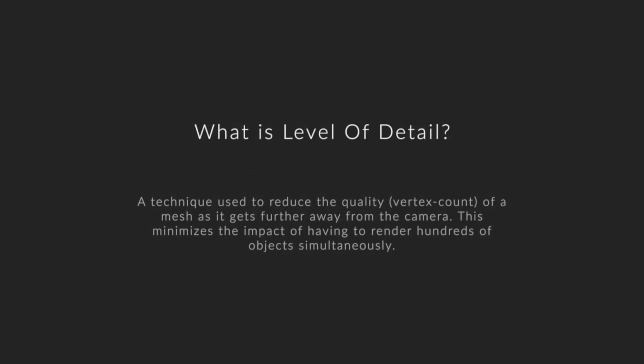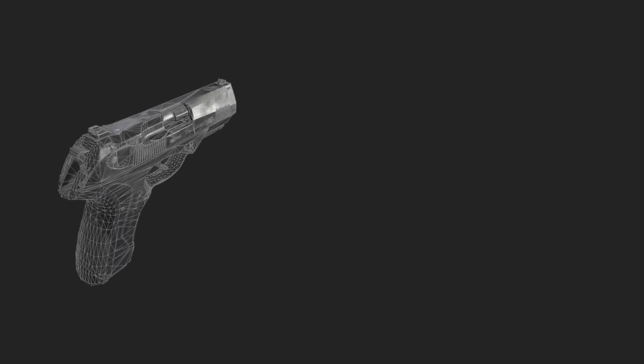Finally, I would like to take a look at a couple more concepts that are a bit outside the scope of this video. Level of detail, or LOD, is a technique used to reduce the quality or vertex count of a mesh as it gets farther away from the camera, thus increasing the rendering efficiency. This minimizes the impact of having to render hundreds, if not thousands, of objects simultaneously.